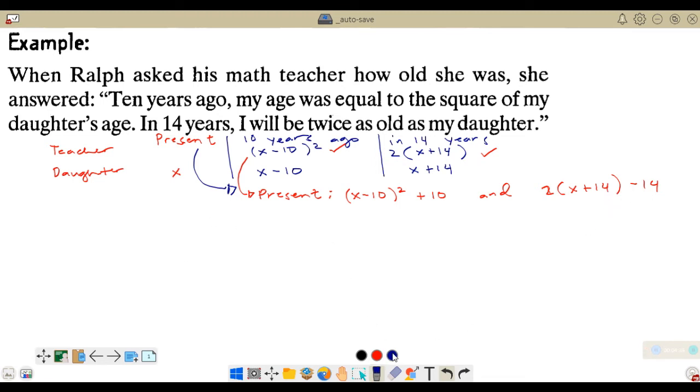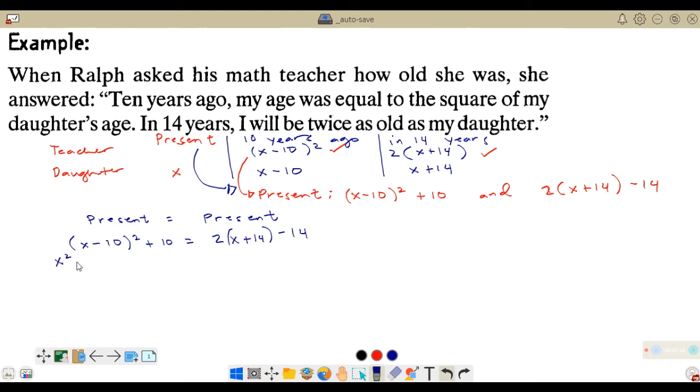Now, let's equate the age of the teacher. So, present is equal to present. Dalawa ang value natin ng present. One is X minus 10 squared plus 10, and the other is 2 times X plus 14 minus 14. Now, let's simplify. Kailangan nating mahanap yung edad ni daughter para mahanap natin ang edad ni mother in the present. So, this is using special products. O kaya, factoring, pwede rin.